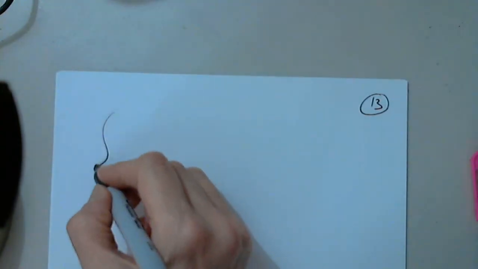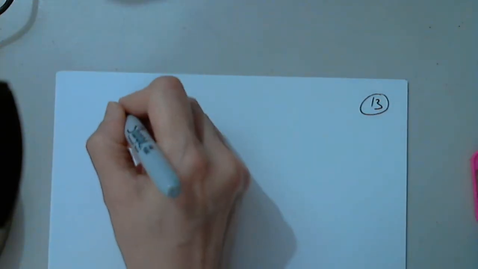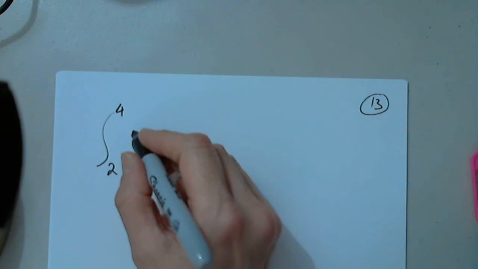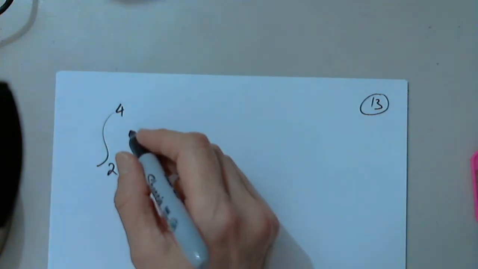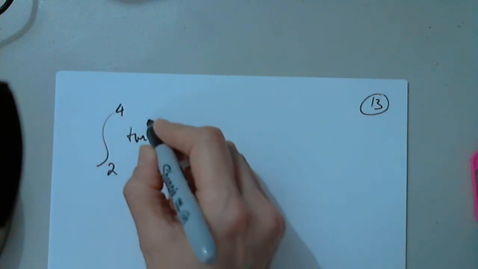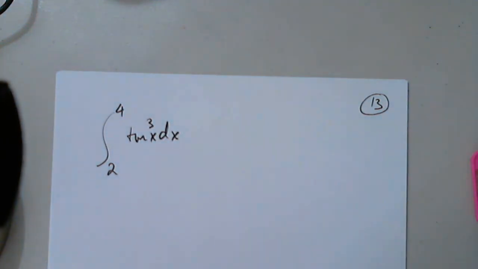So, let's say we have the integral from 2 to 4 of, I'm thinking of tangent to the third of x dx. You cannot find this. I'm just curious, very curious. I don't use this feature unless I show it in class, but I'm super interested to see what the calculator comes up with, because no human being can determine the antiderivative of this.